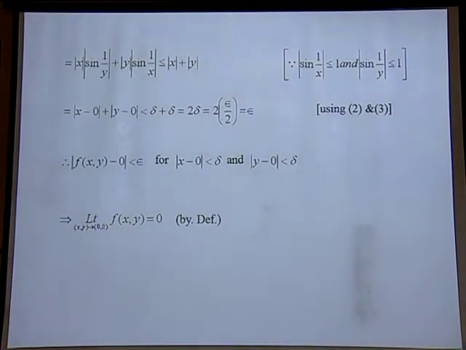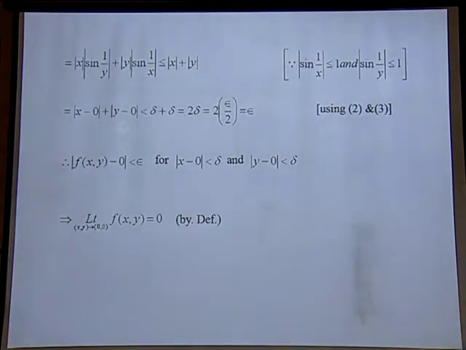We know the modulus of sine theta is always less than or equal to 1. So modulus of sine 1 over x is less than or equal to 1 and modulus of sine 1 over y is less than or equal to 1. So, this is all less than or equal to modulus of x plus modulus of y. This can be written as modulus of x minus 0 plus modulus of y minus 0, which is already given by the second and third conditions.